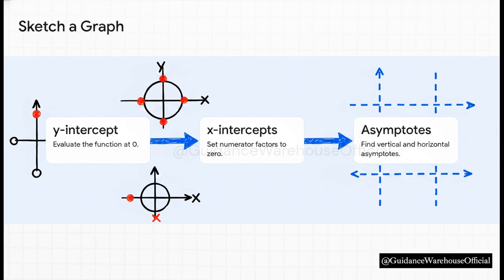Second, set the top, the numerator, equal to 0. That tells you exactly where your graph crosses the x-axis. Plot those intercepts. Third, use your denominator to draw in your dashed vertical walls, and compare those degrees to draw your dashed horizontal line. You are essentially building the scaffolding before you put up the actual building.